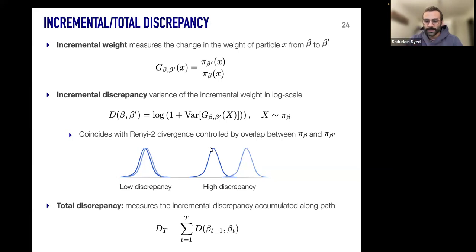So the total discrepancy, this D_T term that I had earlier, equals the cumulative discrepancy that we have along our annealing distributions. If I have my sequence of annealing distributions, pi beta 0, pi beta 1, pi beta 2, all the way up to pi beta T, this D_T corresponds to the discrepancy from beta 0 to beta 1 to beta 2, et cetera, all the way up to beta T. So it's the total change in distribution that I've accumulated along the path.